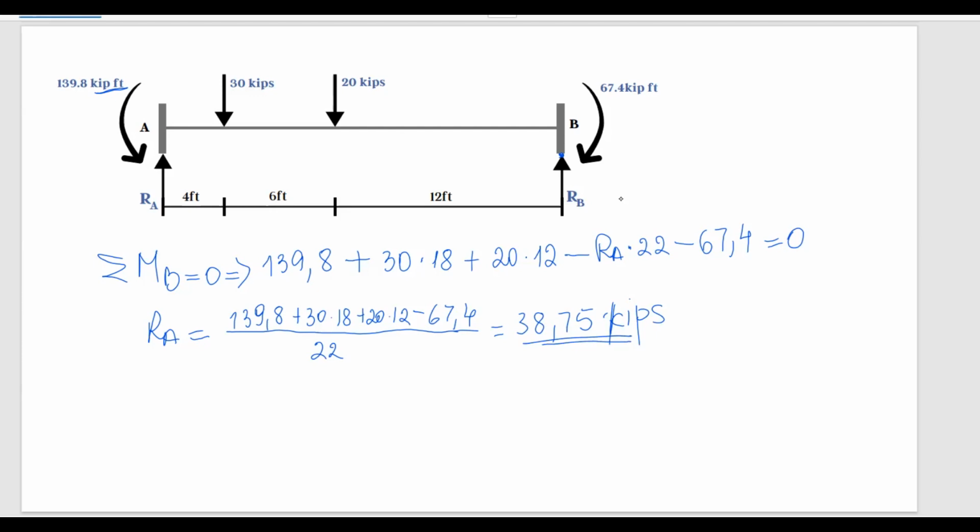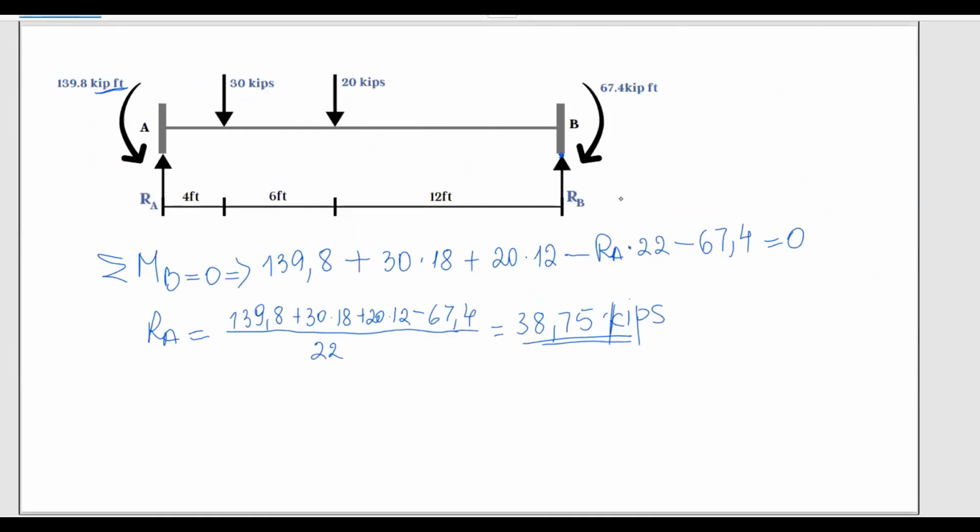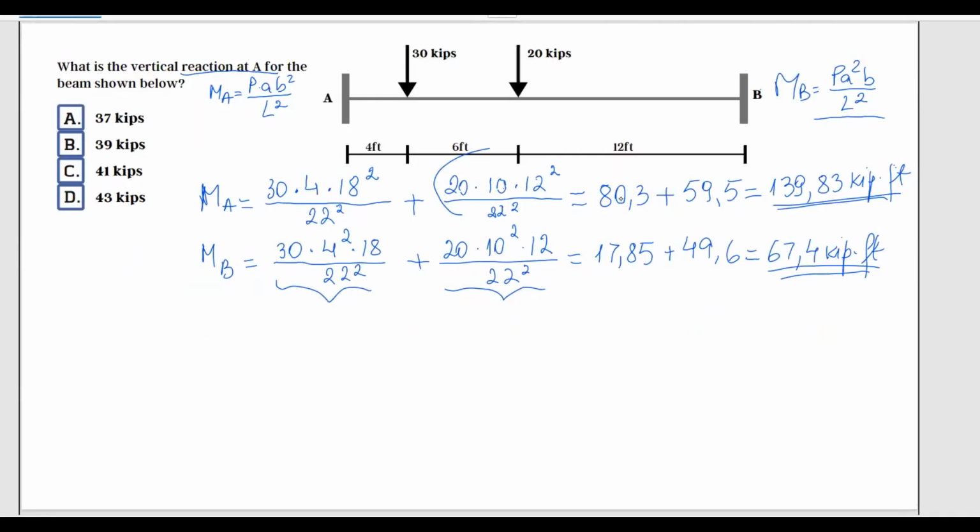Now we could go ahead and calculate the reaction at point B. And if you want to do some exercise, you can go ahead and do that to get used to it. But the problem is only asking us for the reaction at point A. So we don't have to do point B. And 38.75 is approximately 39 kips. So 39 B is our correct answer. And there you go.